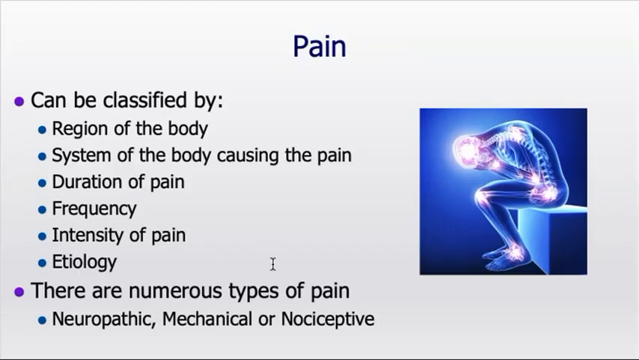There's also a number of different types of pain that your body can perceive. You can have neuropathic pain, mechanical pain, and nociceptive pain. There's chemical, there's temperature, all different types of pain, and we discussed a number of those mechanoreceptors last week.